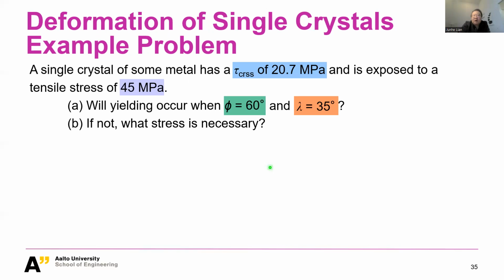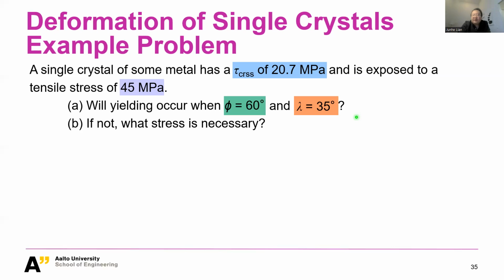The first question is, will yielding occur when you have a φ direction of 60 degrees and a λ of 35 degrees? Here I'm giving you a specific slip system, so you don't need to calculate on your own. Actually, you could. If I say this is FCC with a certain crystal orientation, you can use knowledge you learned before to first get those two angles, and then do the calculation. But we make it simpler. We just gave you those two angles relative to your axial loading: φ is 60 degrees and λ is 35 degrees.